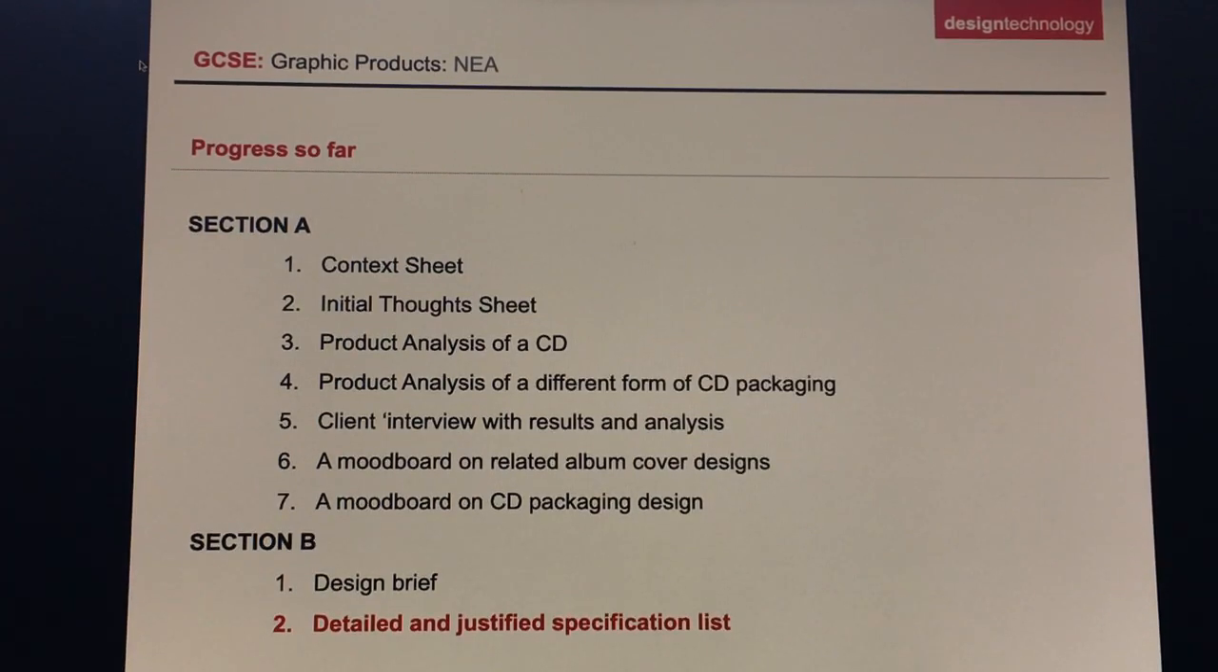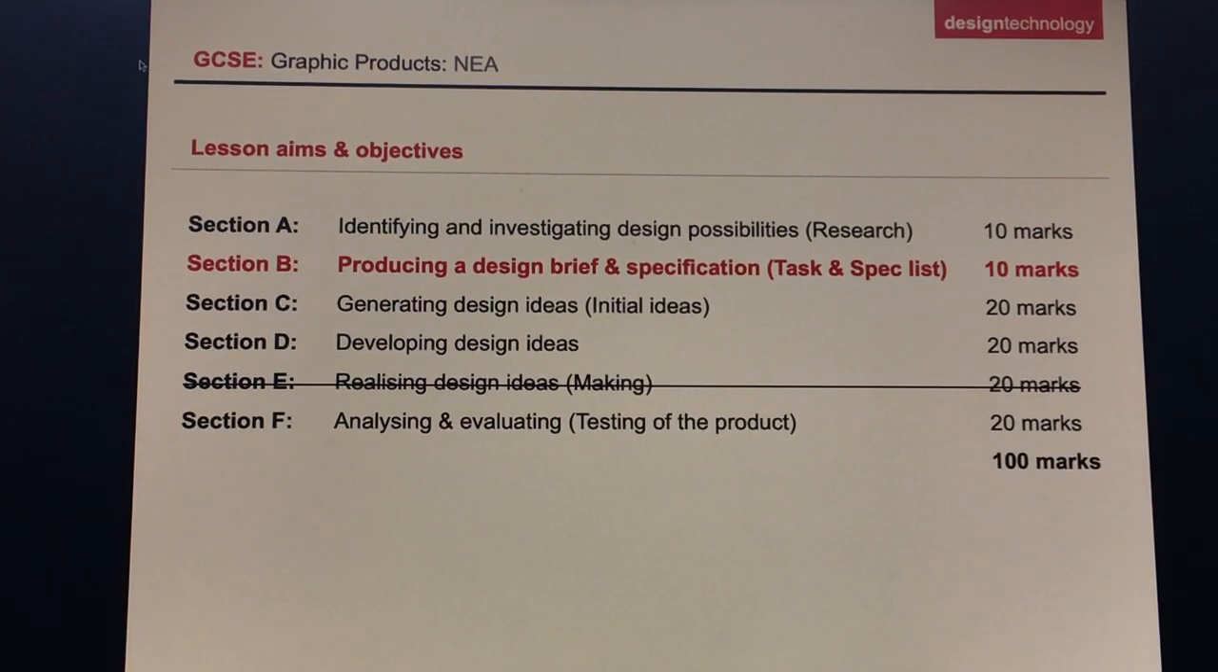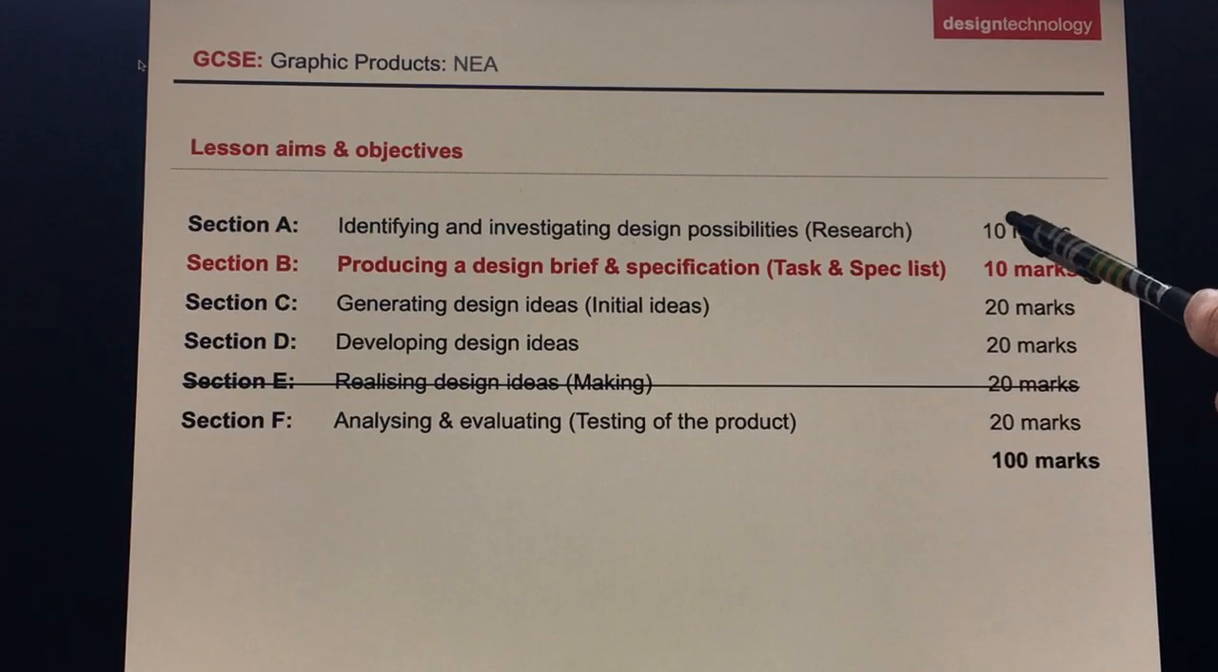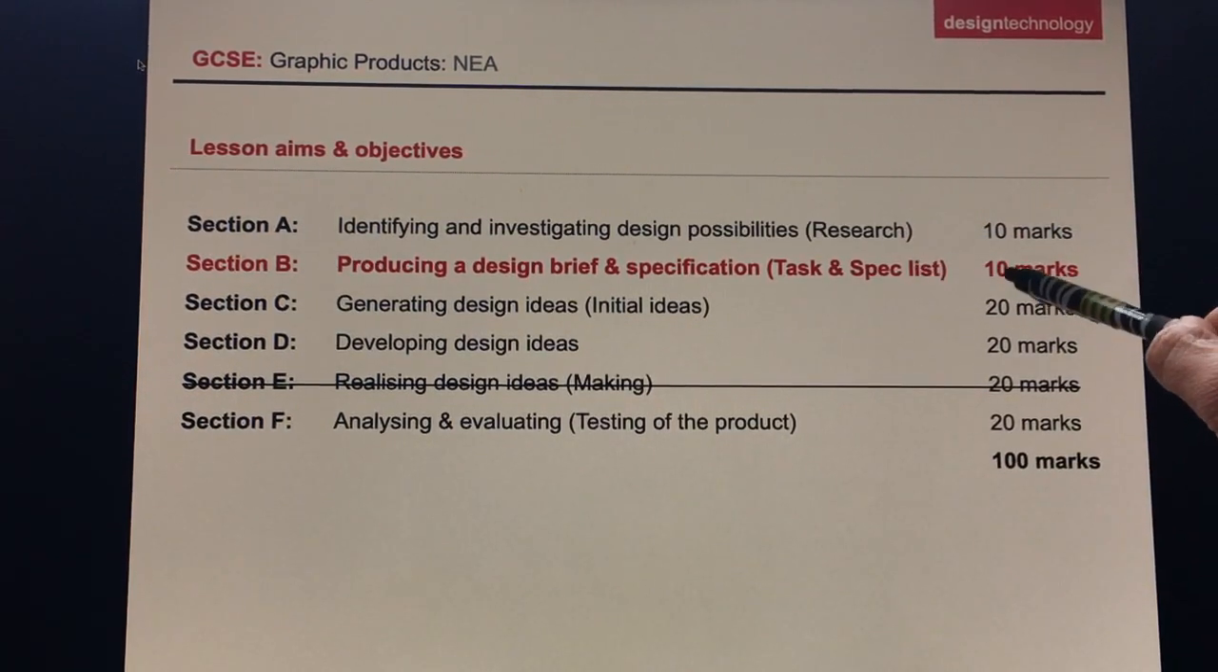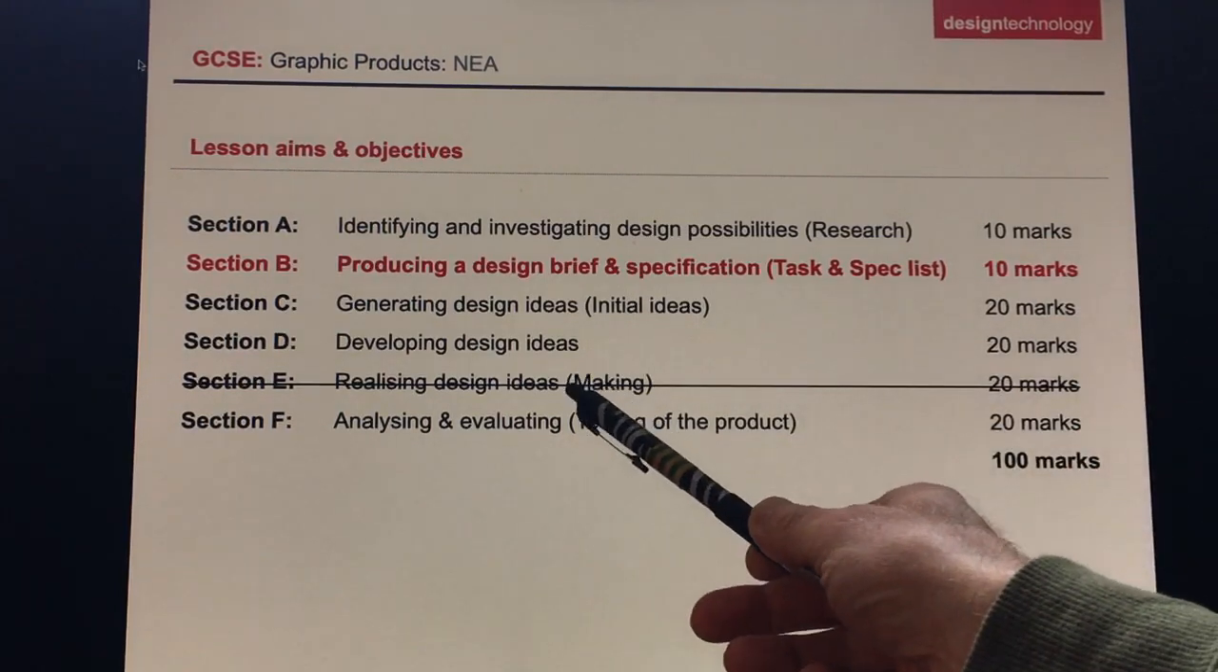This week we're looking at a detailed and justified specification list, so that's the thing I'm going to go through on the video. If you look at the assessment criteria, the sections for different criteria for your NEA, you'll notice now we're on this section, which is section B. It's worth 10 marks. So think how much you've done for 10 marks prior for your research. This is one sheet, 10 marks on offer here. You'll notice I've scrubbed this one out.